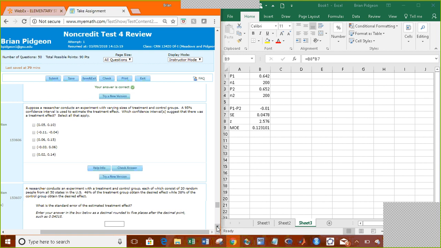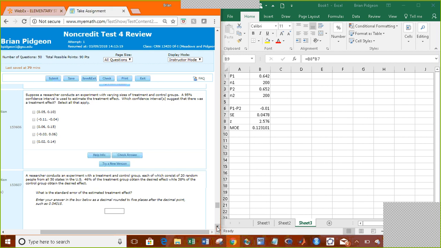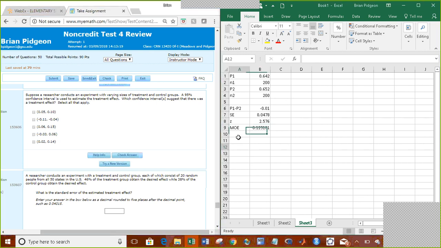Alright. Suppose a researcher conducts an experiment with varying sizes of treatment and control groups. A 95% confidence interval is used to estimate the treatment effect. Which confidence interval suggests that there was a treatment effect? So what that means is, was the treatment effective in reducing whatever disease? Did survival time increase? Did it reduce headaches longer? I don't know. Now, with these problems, when we find the difference, if the treatments are the same statistically, that means their difference would be approximately 0.